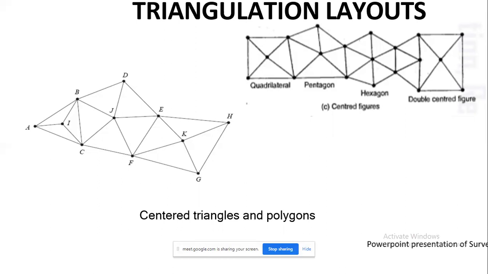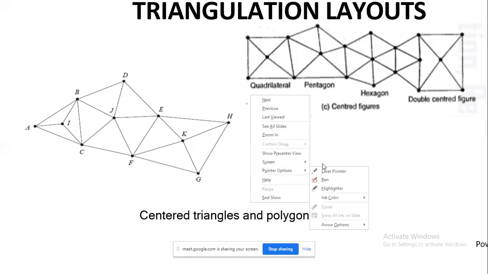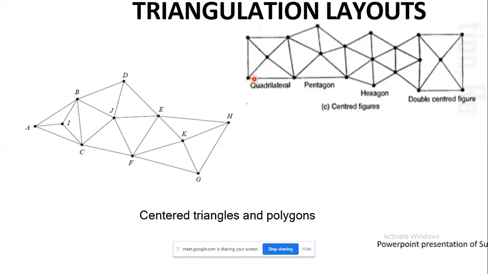There is a certain criteria by which you should decide whether to go for a single chain, double chain, centered figure, quadrilateral, or best quadrilateral. The figure which you select should be such that at least one and preferably both roots should be well conditioned. Suppose I am going to take this central figure and keep my instrument at this corner. It should be axial from both the sides. That is the condition. And correspondingly, all the lines in the figure should be of comparable length.